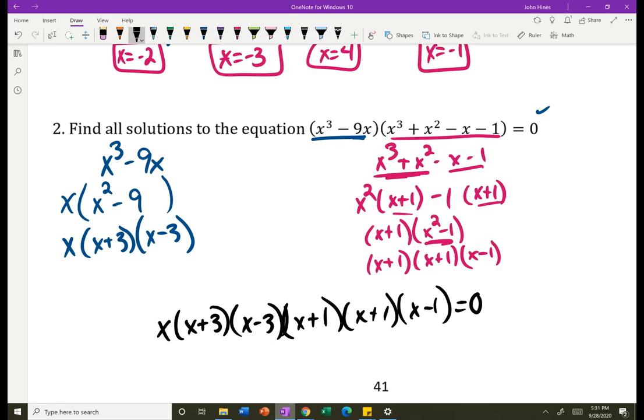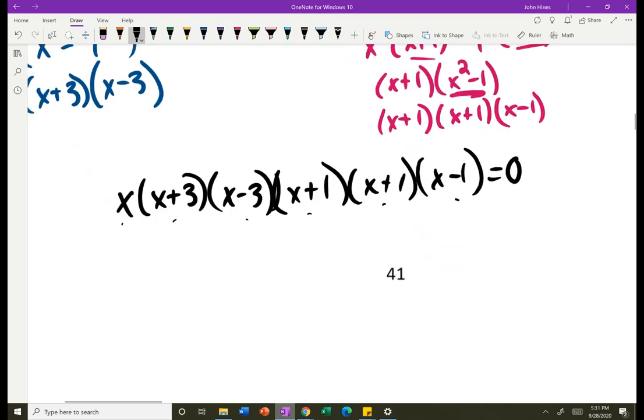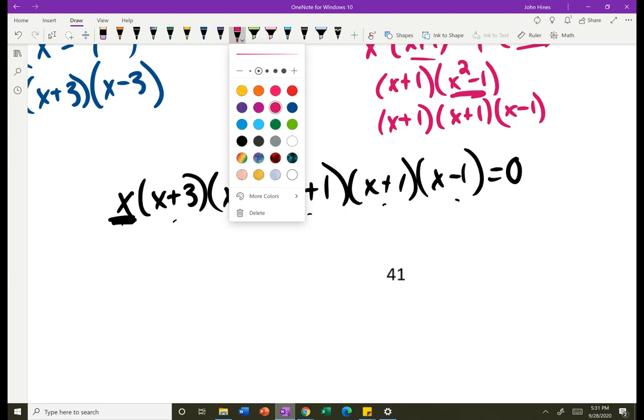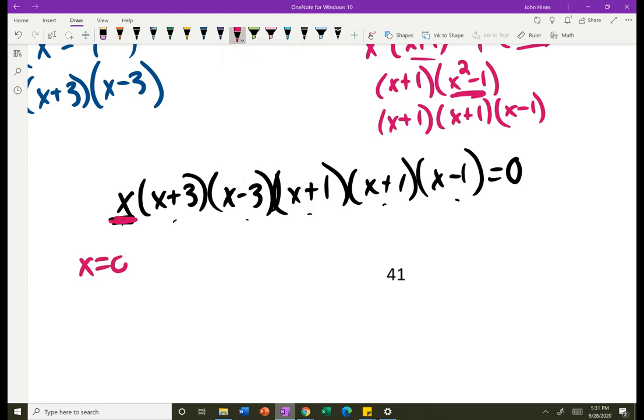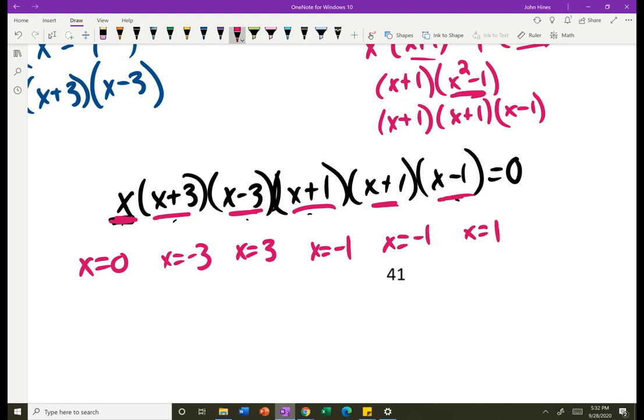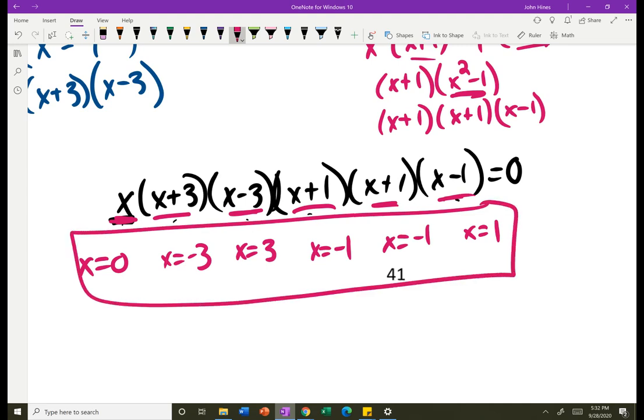The zero product property says if I multiply a bunch of things together and get 0, one of these things here has to be 0. So people always panic at this one. If you have a plain old x sitting there, x equals 0 is a solution. x equals negative 3. x equals positive 3. Notice it's the opposite value. x equals negative 1. x equals negative 1 again. And x equals 1. These here are my solutions.